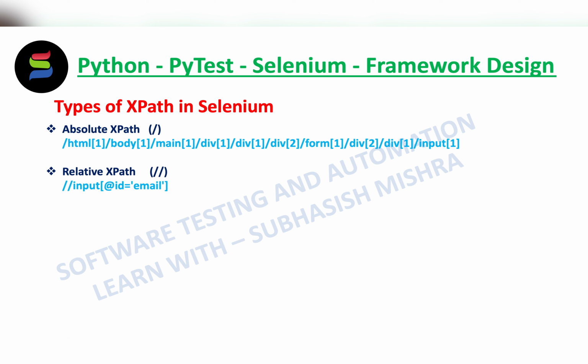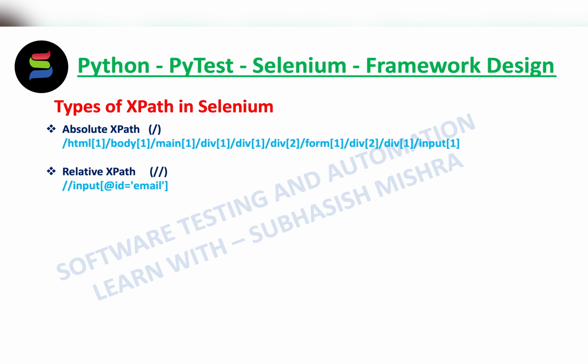So here you can see the example, right? The absolute path is a very long path, whereas the relative XPath is short, because absolute XPath contains the complete path beginning from the root element to the desired element which we want to identify, whereas relative XPath is short and starts by referring to the element that we want to identify. No need to start from the root. So that is the main difference between absolute XPath and relative XPath.